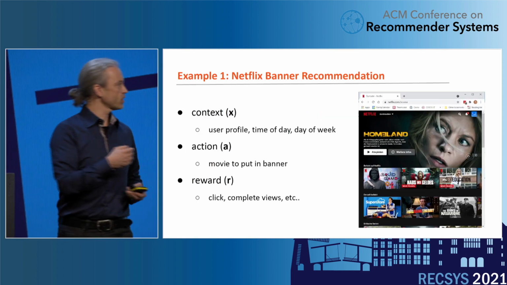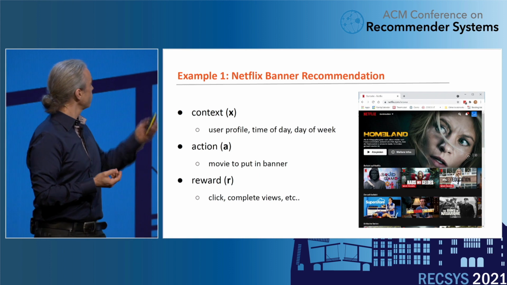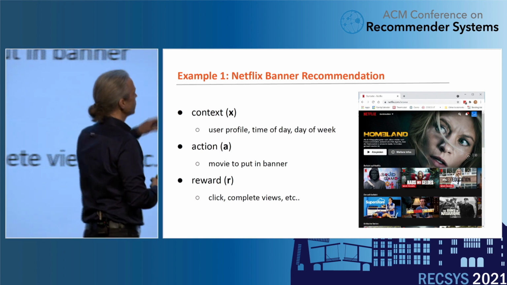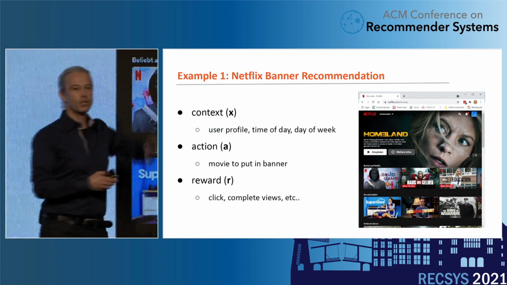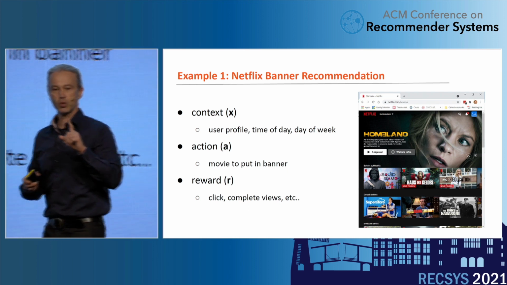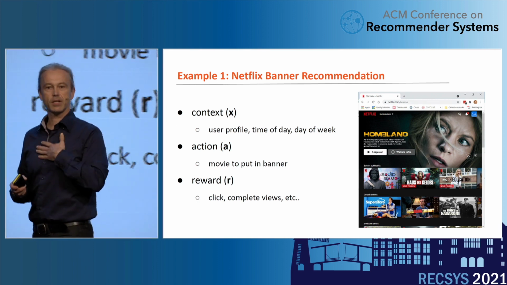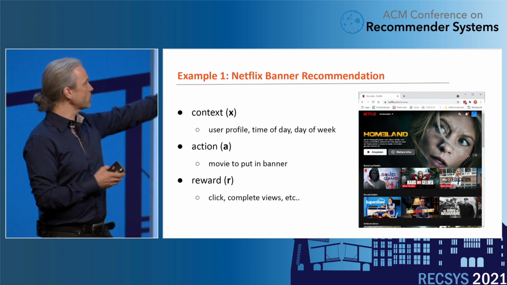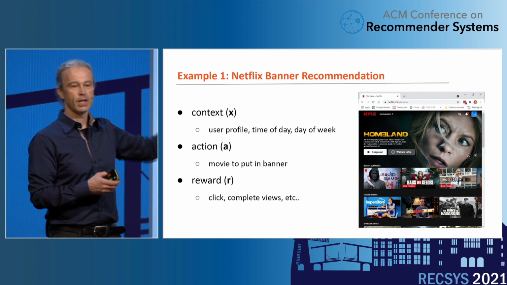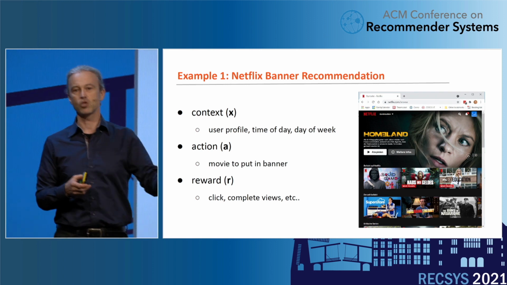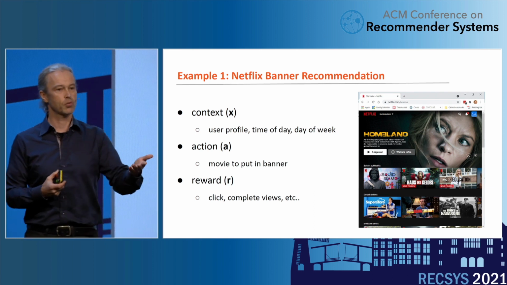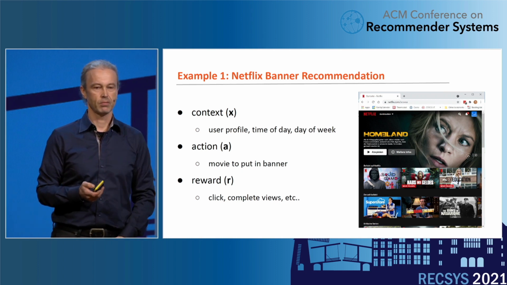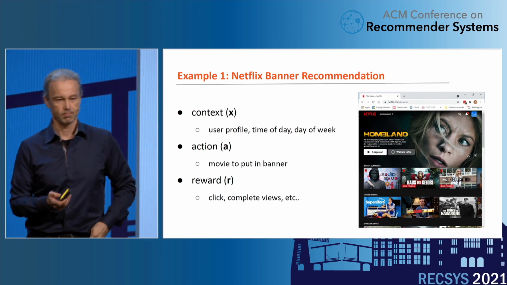So let me give you a couple of examples. For example, here Netflix, we want to recommend what to put in this banner up here. So we need to pick a single movie or a single show to put up there. In comes the context, that's maybe my user profile. The action is which movie to put up there, and the reward is whether the user engages with it through a click or even watches the show to the end. And we want to maximize the reward as a proxy to user satisfaction.